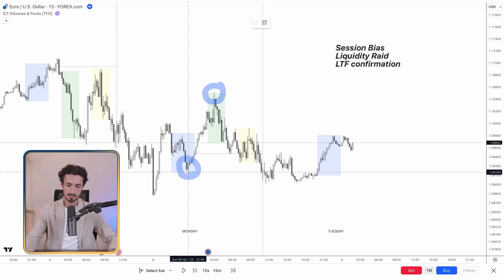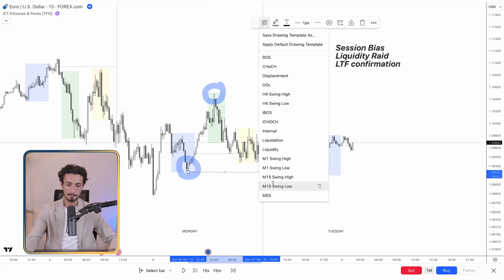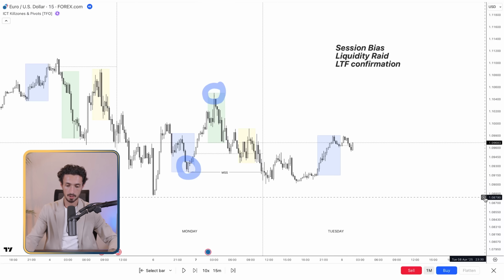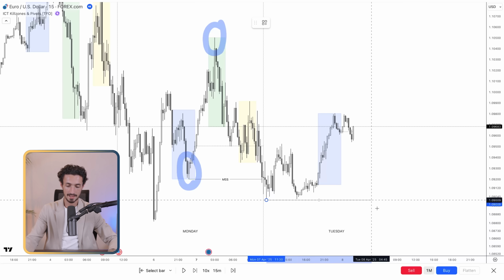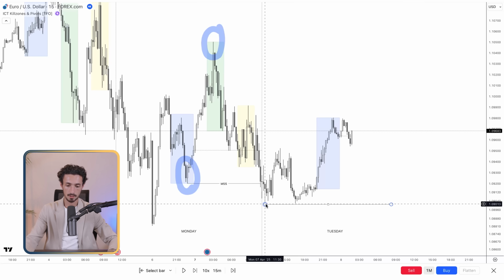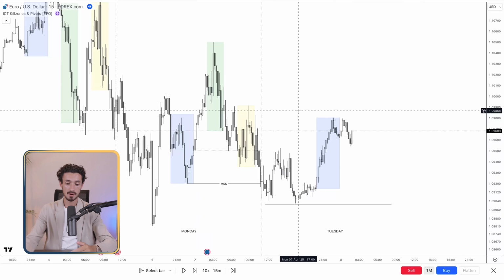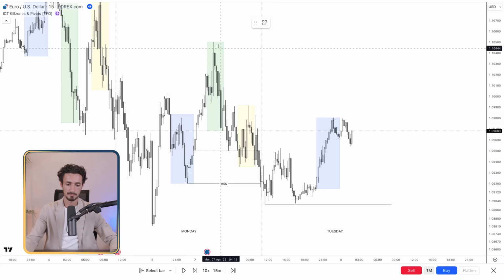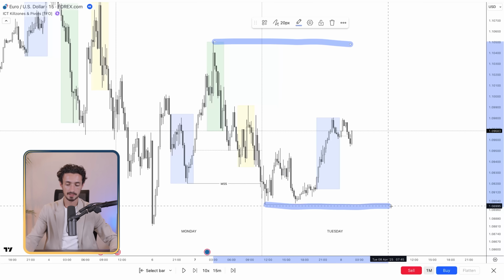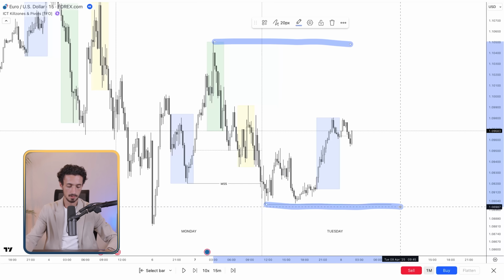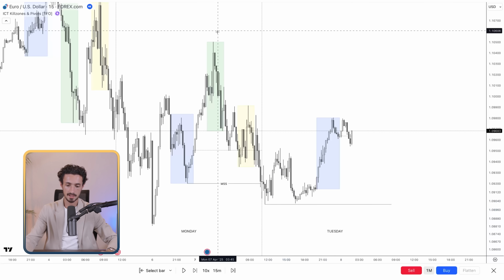But what happens? We break this low down here. That gives us a little market structure shift to the lows, which also creates this low. So we have a low down here, which is a lower low. So this low is lower than the previous low. That indicates to me that as of right now, we are trading from the high up here to the low down here. Very simple. I understand that my current context range is high to low.